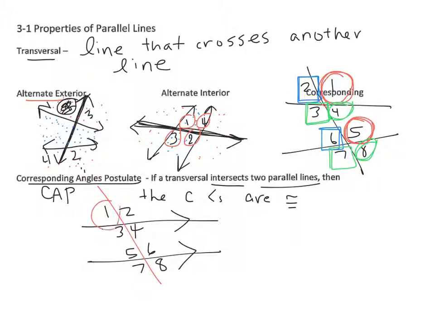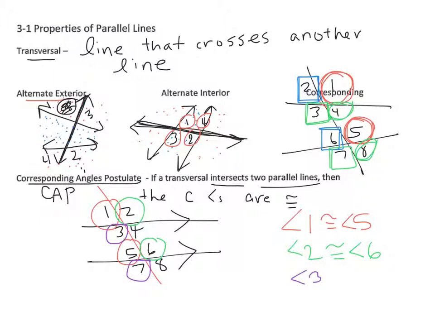In this case, angle 1 is congruent to angle 5. Angle 2 is in the upper right, angle 6 is in the upper right. Angle 3 is in the lower left, and angle 7 is in the lower left. So those correspond. Those angles are congruent. And then angle 4 and angle 8 are congruent. So angle 4 is congruent to angle 8.